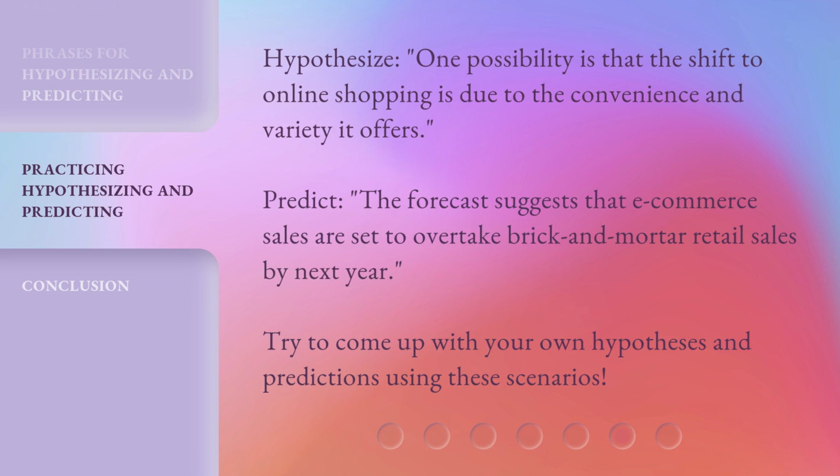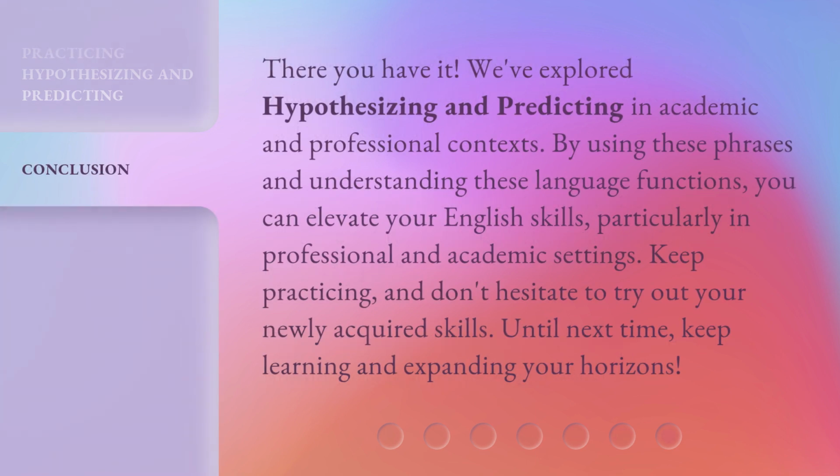Try to come up with your own hypotheses and predictions using these scenarios. There you have it. We've explored hypothesizing and predicting in academic and professional contexts. By using these phrases and understanding these language functions, you can elevate your English skills, particularly in professional and academic settings. Keep practicing, and don't hesitate to try out your newly acquired skills.